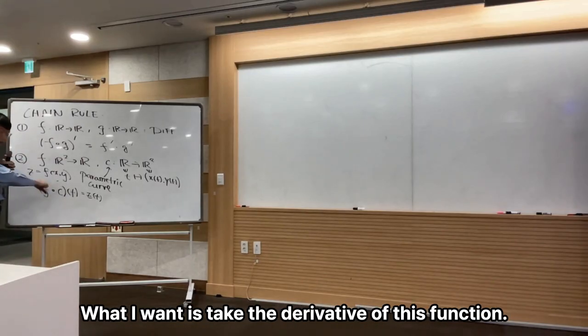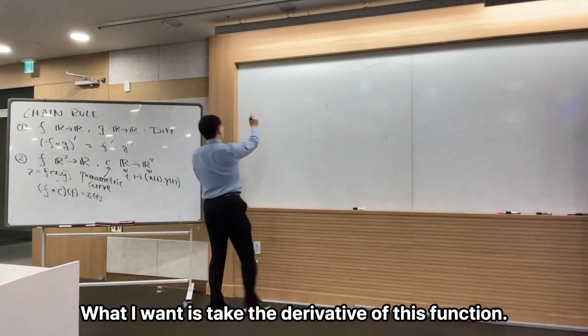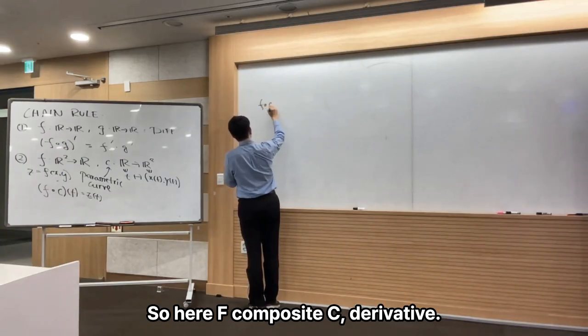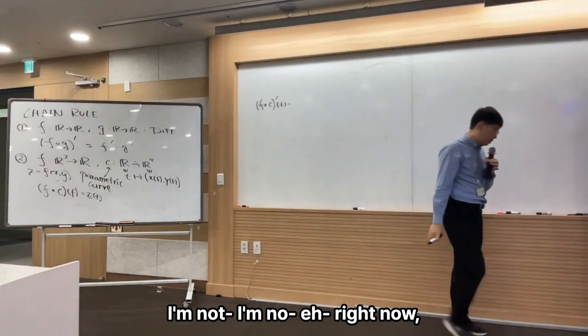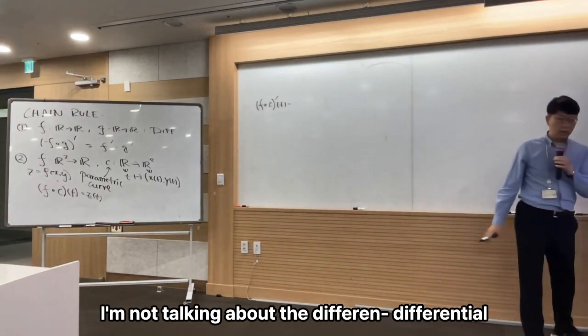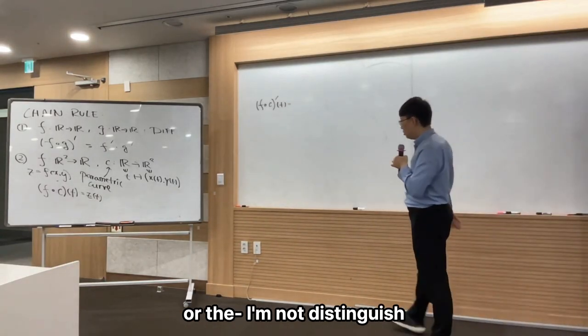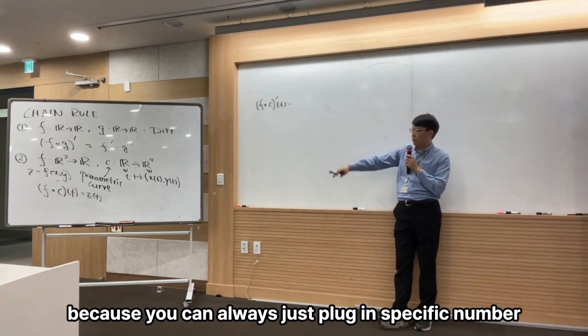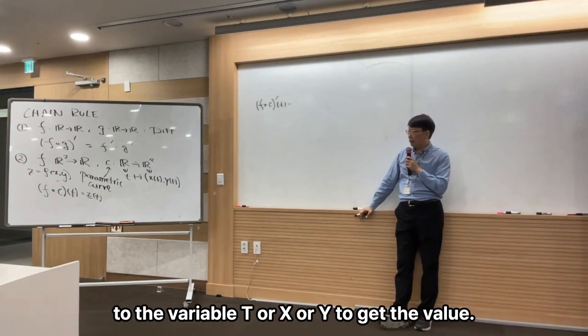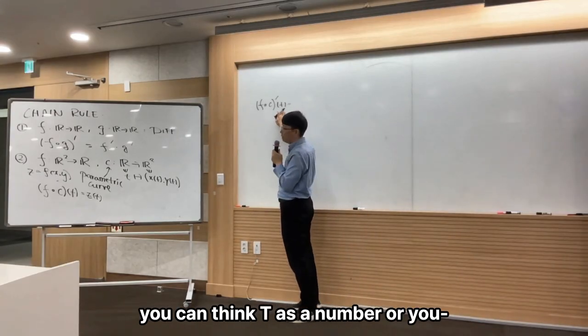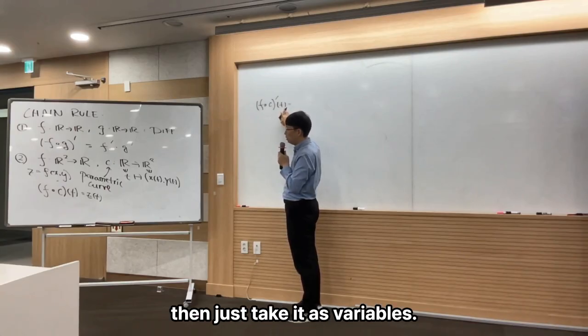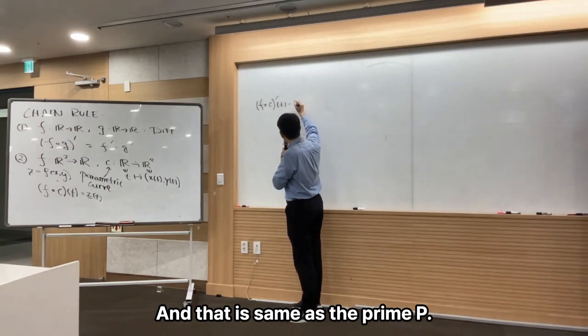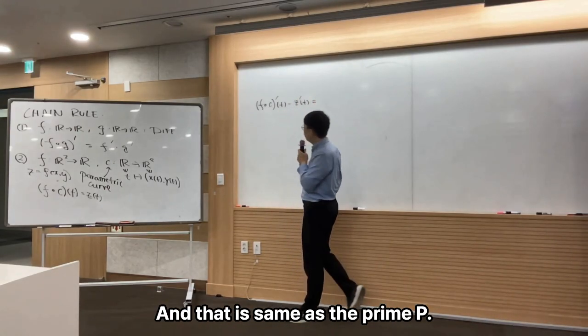What I want is to take the derivative of this function. So here, the derivative of f composite c. When I say derivative, right now I'm not distinguishing the differential and the derivative. I'm treating them as the same thing, because you can always plug a specific number into the variable t or x or y to get the value. So if you want, you can think of t as a number, or if you don't want, then just take it as a variable. And that is the same as z prime of t.